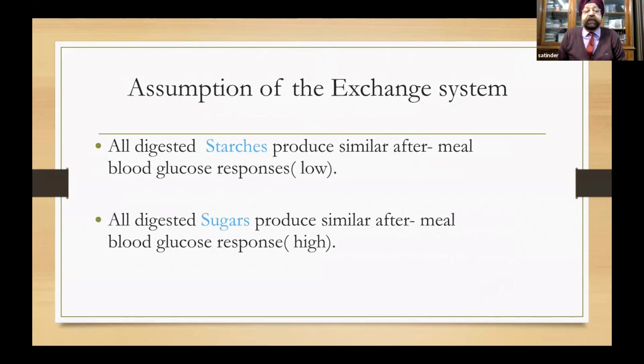The assumption in the exchange system was that all digested starches produce a similar after-meal blood glucose, and all digested sugars produce a similar after-meal response. That was the belief which he did not agree with. He thought this is more of a quantitative aspect, and there is something more to the qualitative aspect of the carbohydrate. And that is how he thought about this.